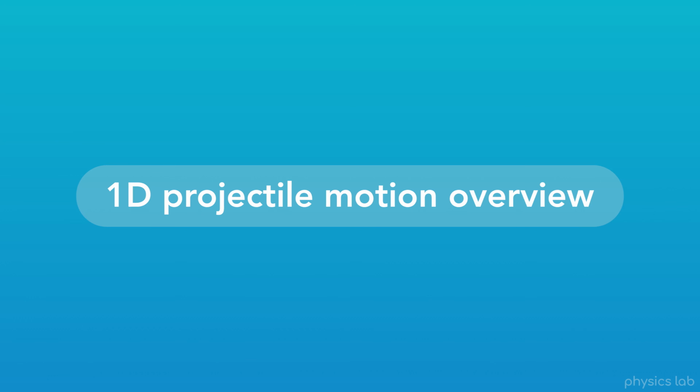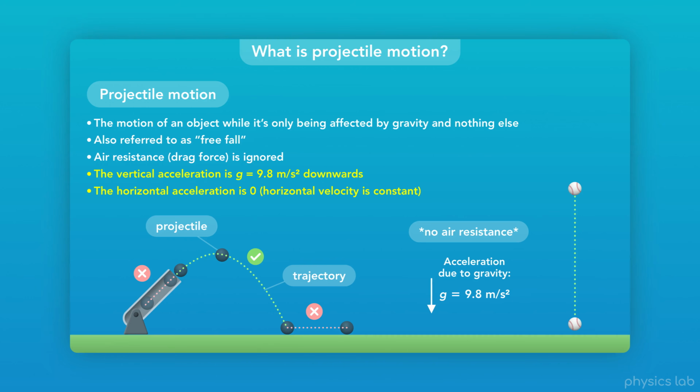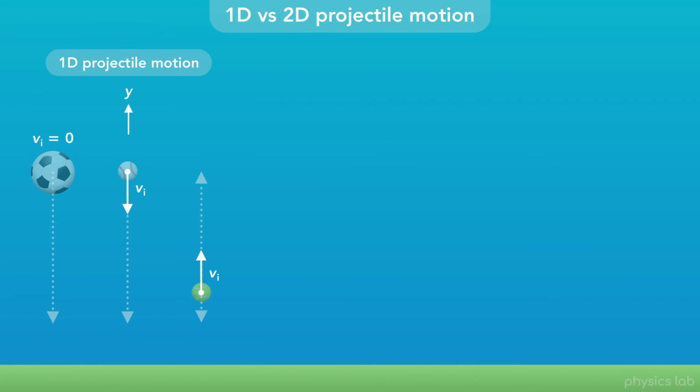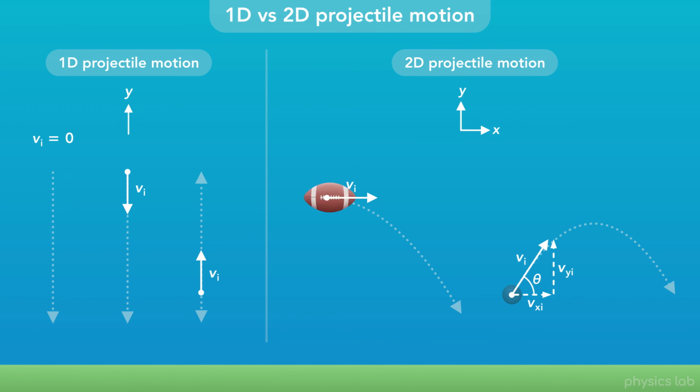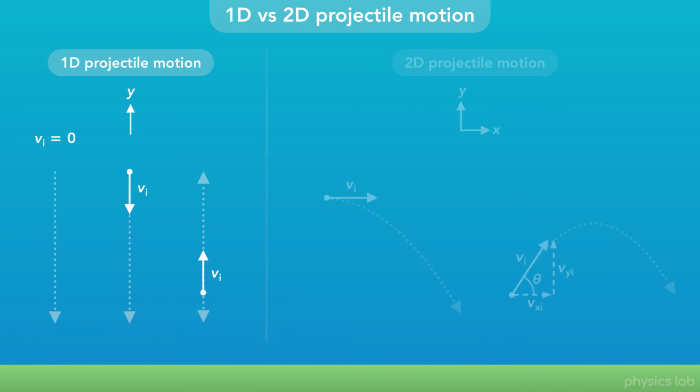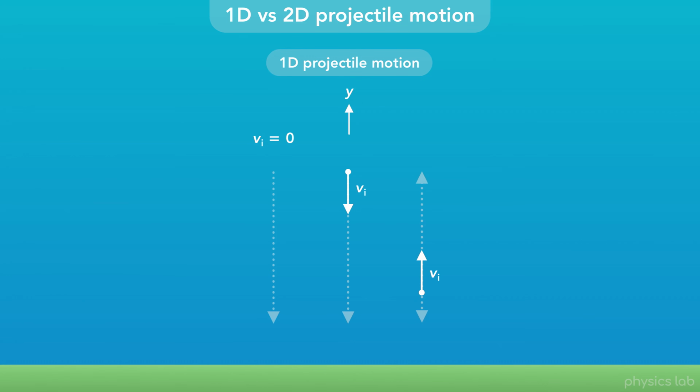Let's start with a quick overview of one-dimensional projectile motion. We covered the basics of projectile motion in the last video, so make sure you watch that first. In 1D projectile motion, an object only moves in the vertical direction, or the y direction, and the horizontal velocity is 0. In 2D projectile motion, an object does have some horizontal velocity, so it moves in the vertical and horizontal directions, and we use the x and y kinematic equations. This video will focus on 1D projectile motion.